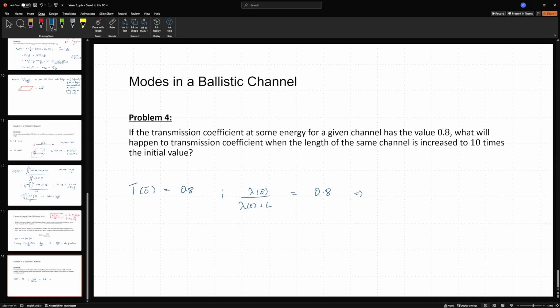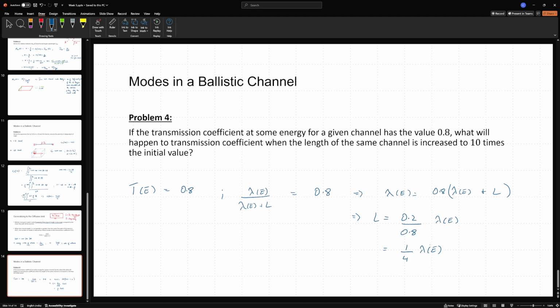So from this, I can rearrange and write lambda of E is equal to 0.8 times lambda of E plus L, sorry, 0.8 times lambda of E plus 0.8 L. So this further implies L is equal to 0.2 by 0.8 lambda of E. So over here, yes, this is going to be 1 by 4 times lambda of E.